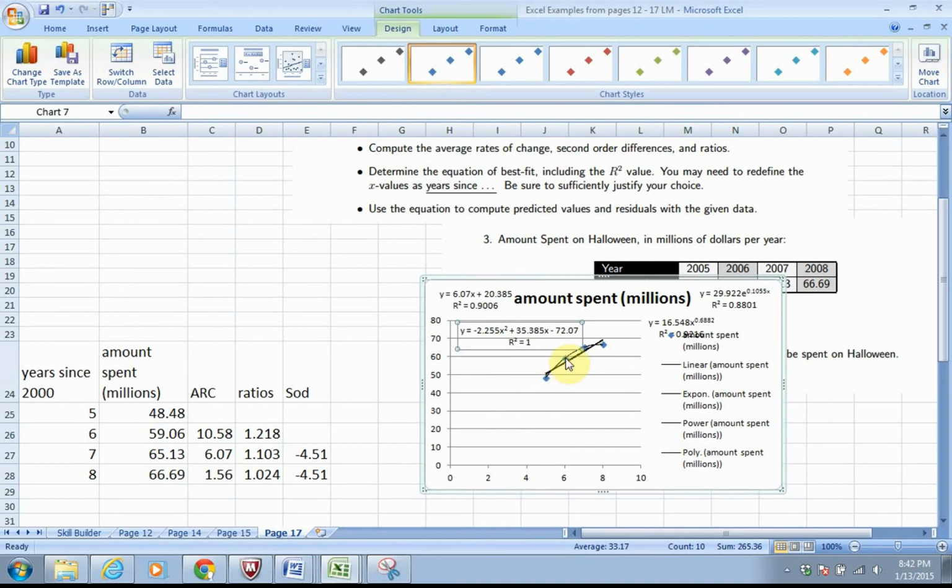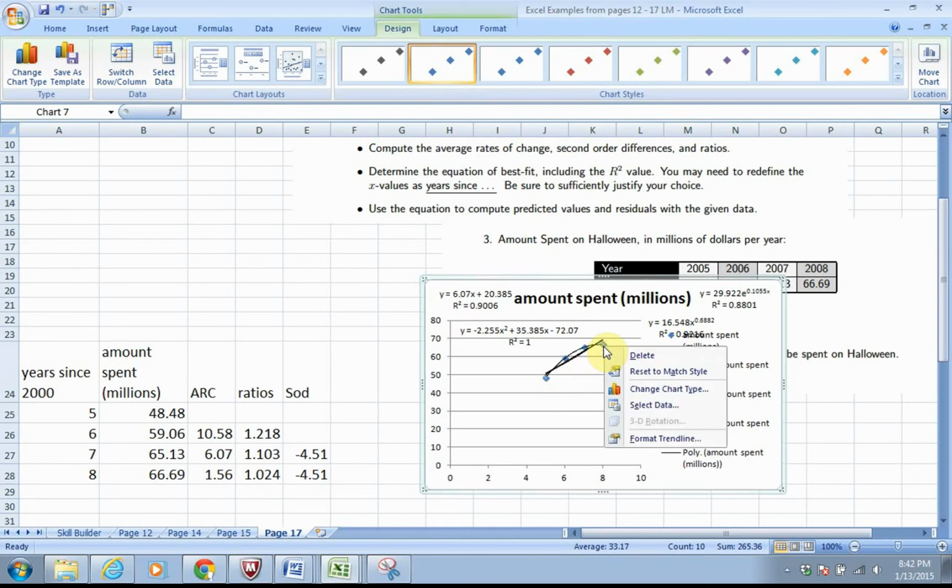Well, that might be a model for a while, but it probably wouldn't be a model forever, because certainly we aren't going to have negative money spent on Halloween. But some people would say, oh, that's definitely the one, and other people would say, absolutely not. You can argue one way or the other for that for a relative period of time anyway.